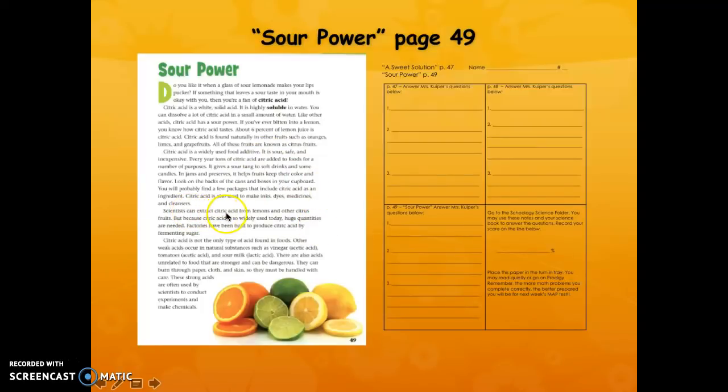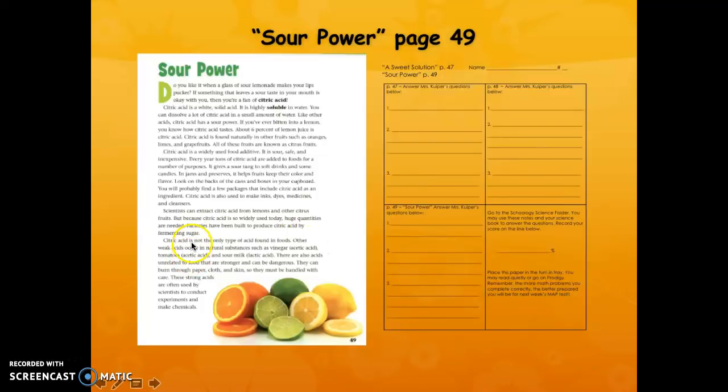Scientists can extract citric acid from lemons and other citrus fruits. But because citric acid is so widely used today, huge quantities are needed. Factories have been built to produce citric acid by fermenting sugar. So what this paragraph is saying is instead of getting it out of lemons and limes and grapefruit and such, they actually make it from sugar in factories also.